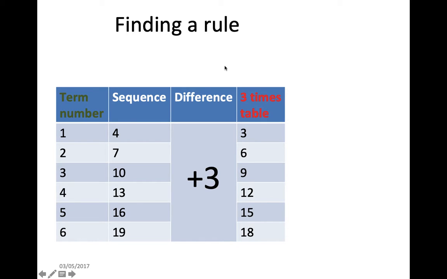Pause the video and have a think about what the difference is between the 3 times table and the sequence itself. Hopefully you've had a chance to notice that to get from the 3 times table to the sequence, you need to add 1. So it's something to do with the 3 times table, and it's something to do with adding 1 to the 3 times table. Let's bring all these ideas together.